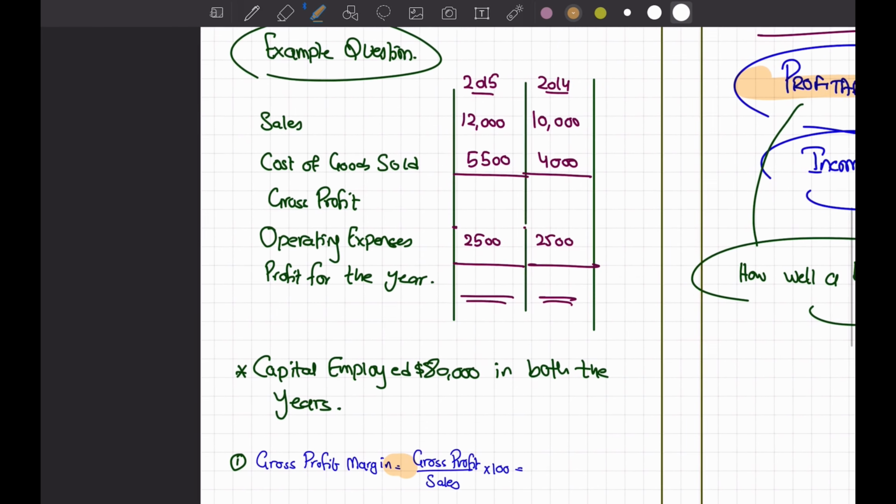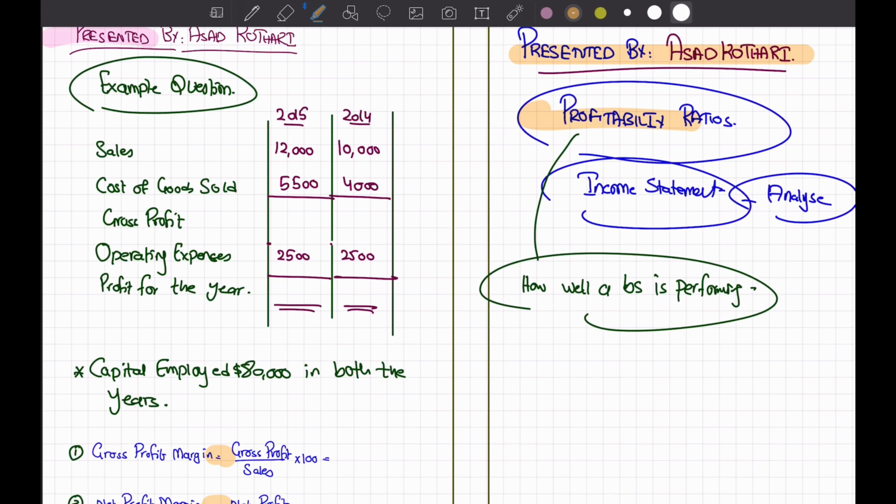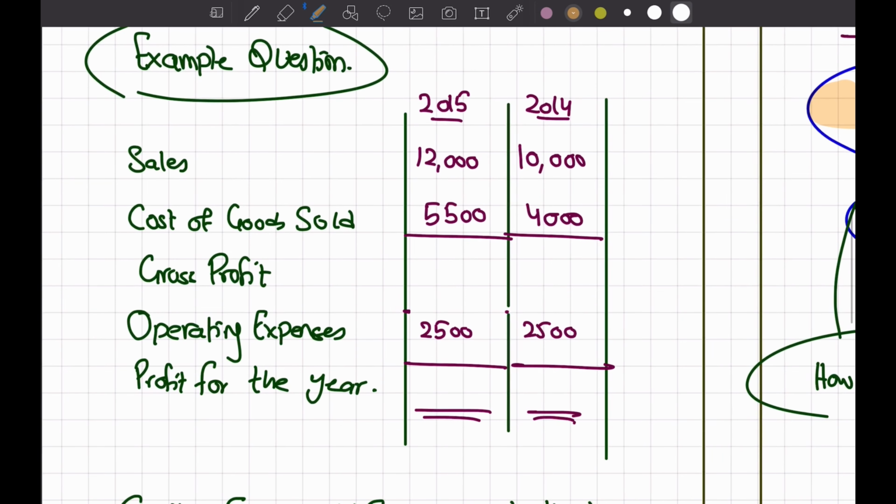You can copy down this example question. You can first pause this video, copy down the question, and then you can resume the video to proceed further. If I talk about this example question, then हमारे पास sales दी हुई हैं $12,000 in 2015, which were $10,000 in 2014. You must know that 2014 is on the right side and 2015 on the left side.